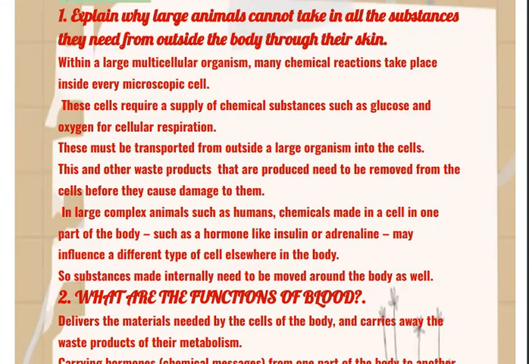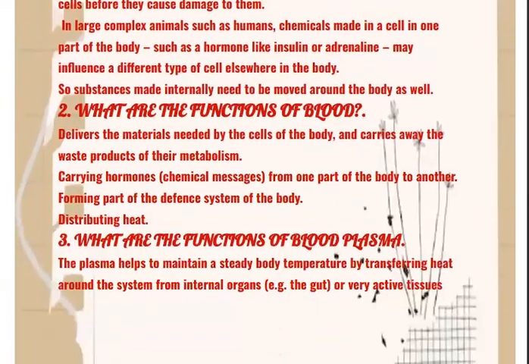This and other waste products that are produced need to be removed from the cells before they cause damage to them. In large complex animals such as humans, chemicals made in a cell in one part of the body, such as a hormone like insulin or adrenaline, may influence a different type of cell elsewhere in the body. So substances made internally need to be moved around the body as well.